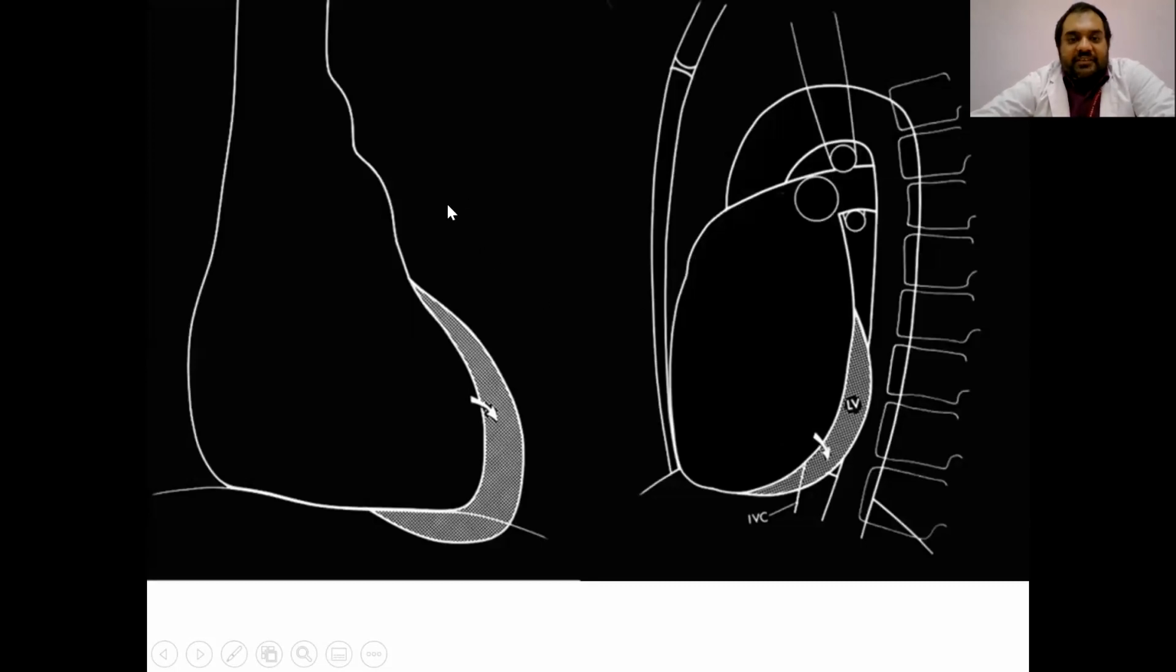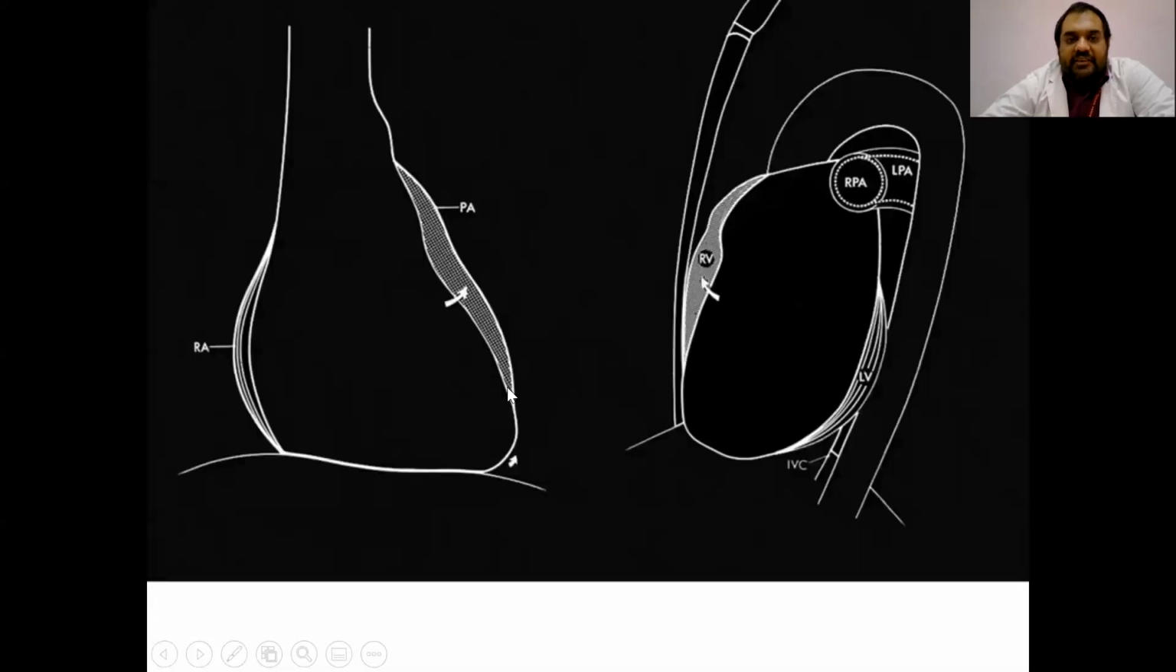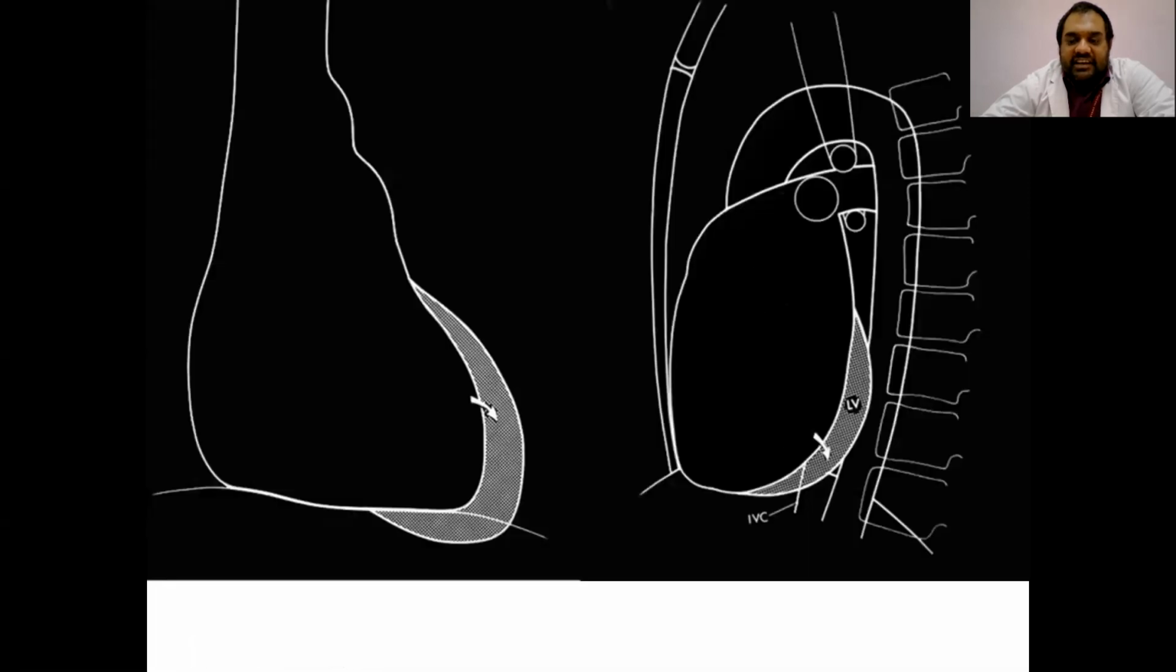And this is the figure showing the left ventricular enlargement. And here we can see the apex is down and out. In simple words, we can say the apex is below the diaphragm. If it is above the diaphragm, then it is the right ventricular enlargement. And in the lateral view, you can see the left ventricular enlargement.